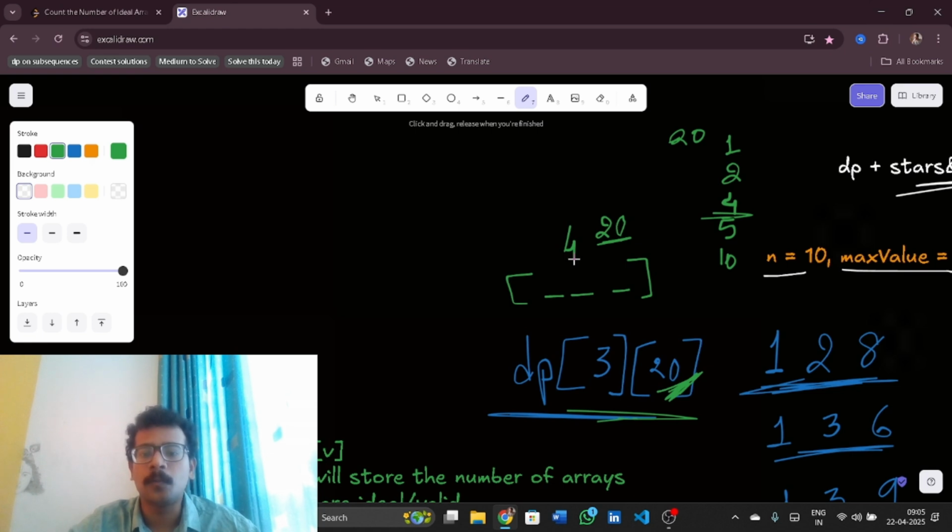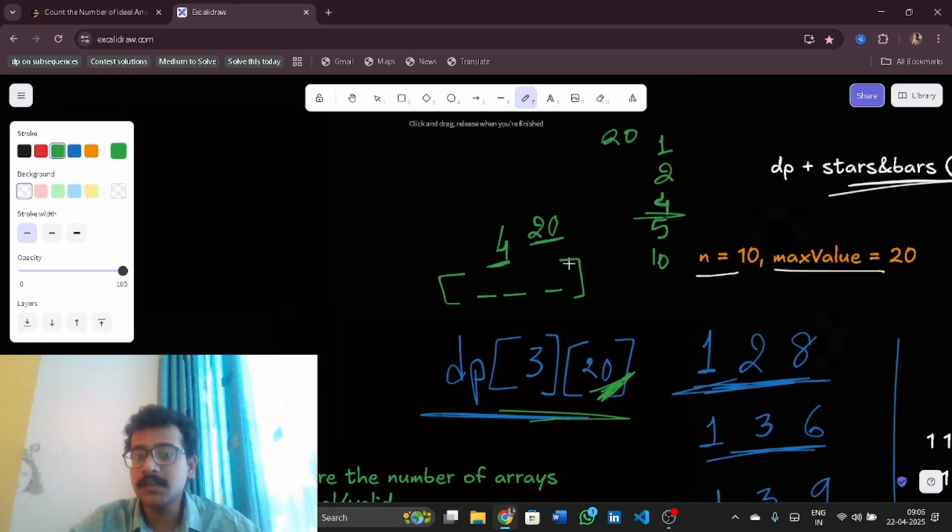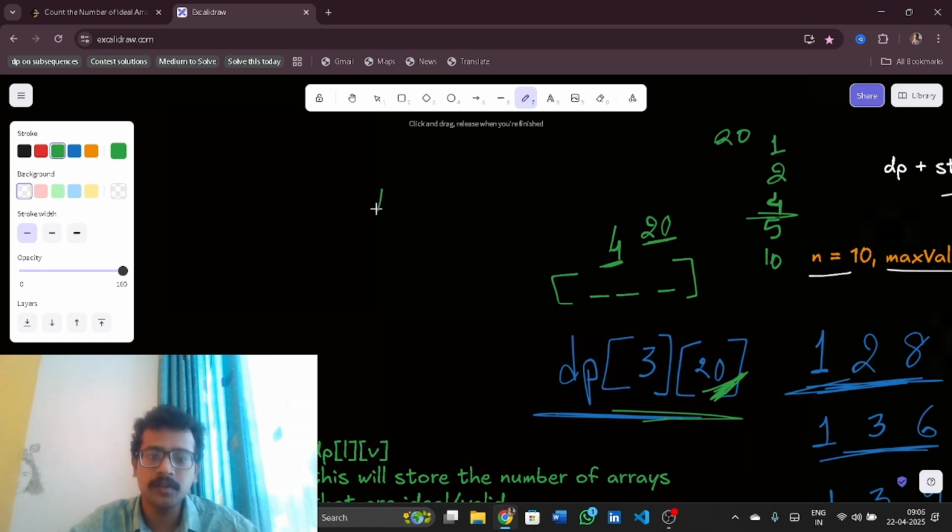Instead of taking many values, I am just taking 4. Now for this 4, I am going to the back again. For this 4, what am I checking? I am checking 1. 4 is divisible by 1. Yes. 4 is divisible by 2. Yes. So for this 4, I can place 1, 2. So 1 and 4 make a valid array. 2 and 4 make a valid array. 1, 4 and 20 will be valid. Yes. 2, 4 and 20 is valid.